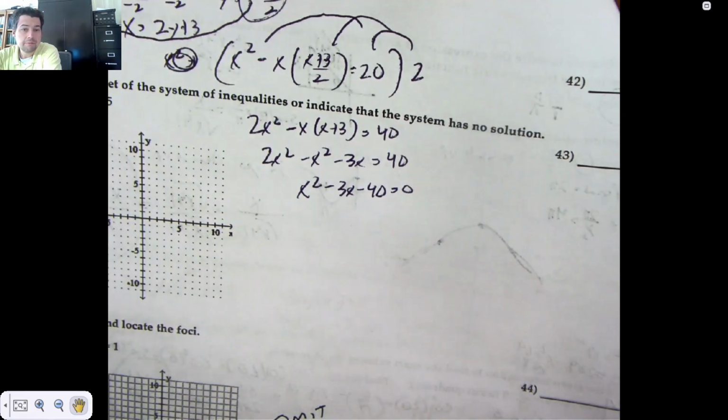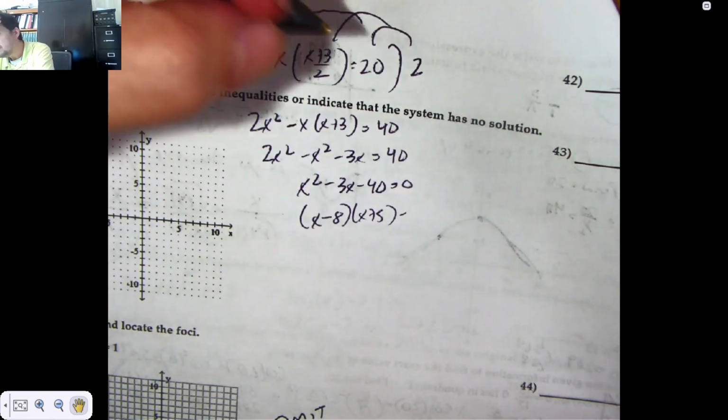So x squared minus 3x minus 40 is 0 because I want to use the zero product property and factor. And that's going to be a minus 8 and a positive 5 because negative 8 plus 5 is negative 3 and negative 8 times 5 is negative 40. And my x values are 8 and negative 5.